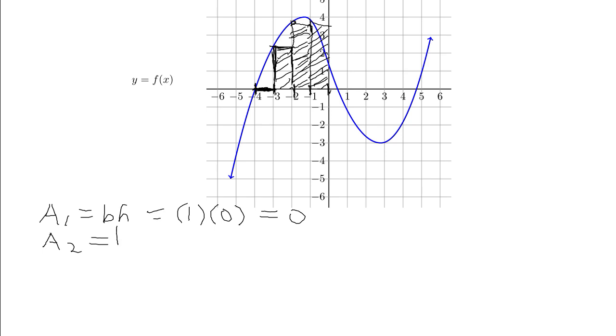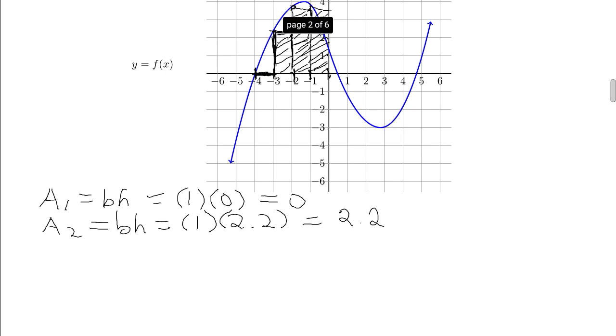My second rectangle, again, it's base times height, and my base is still 1. The base length is actually the same for every single rectangle because we designed it that way. We broke it into equal pieces. And my height, I just had to eyeball this, and I thought that it looked like it was roughly at 2.2. So I said I had a rough height of 2.2, so my area becomes 2.2.